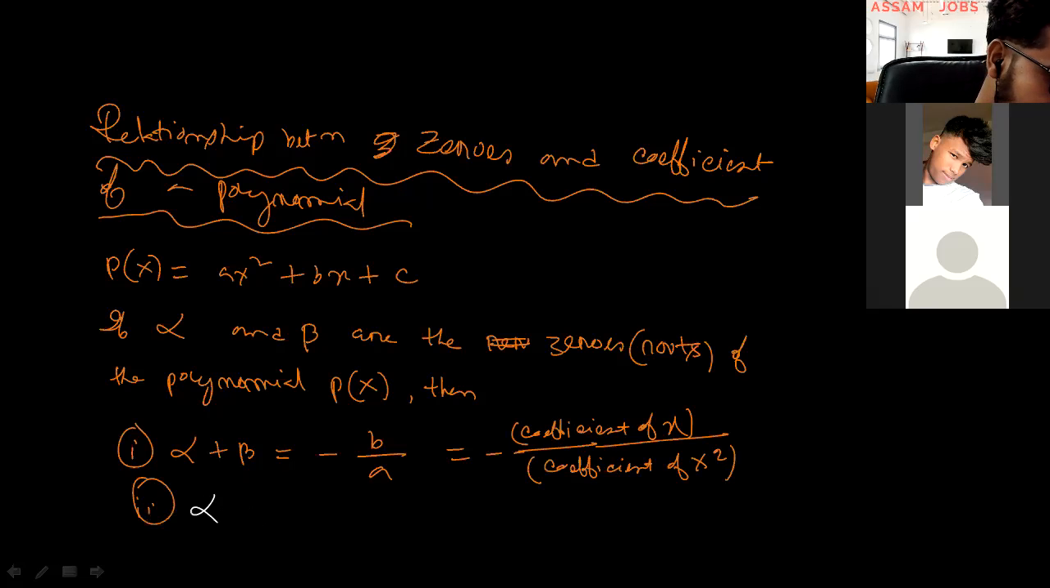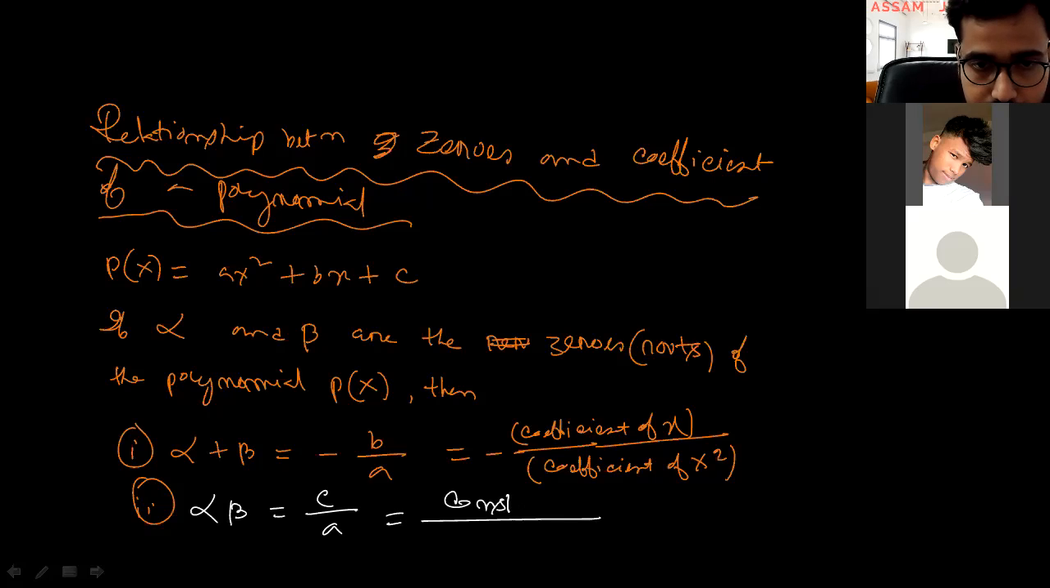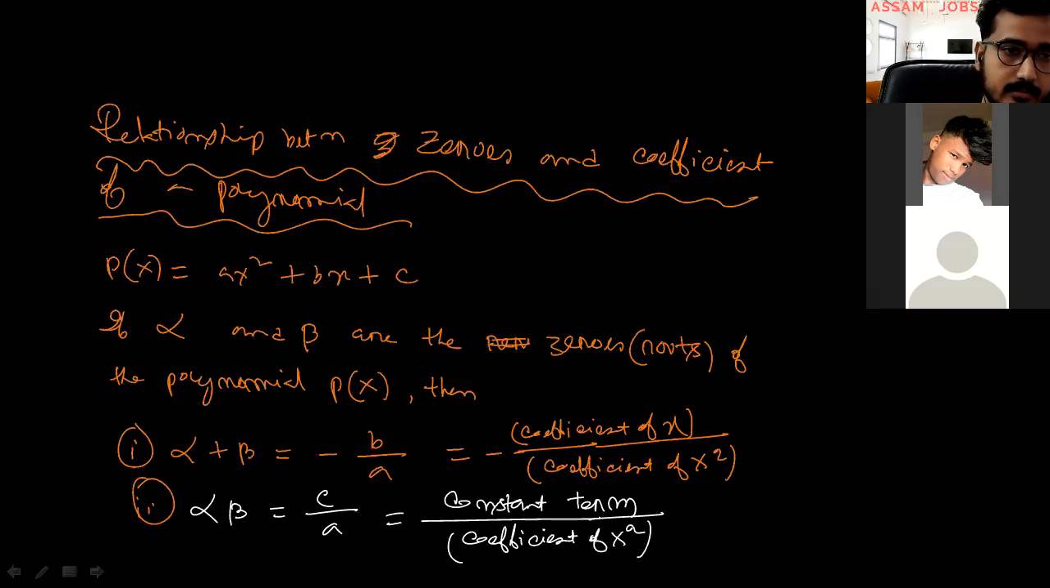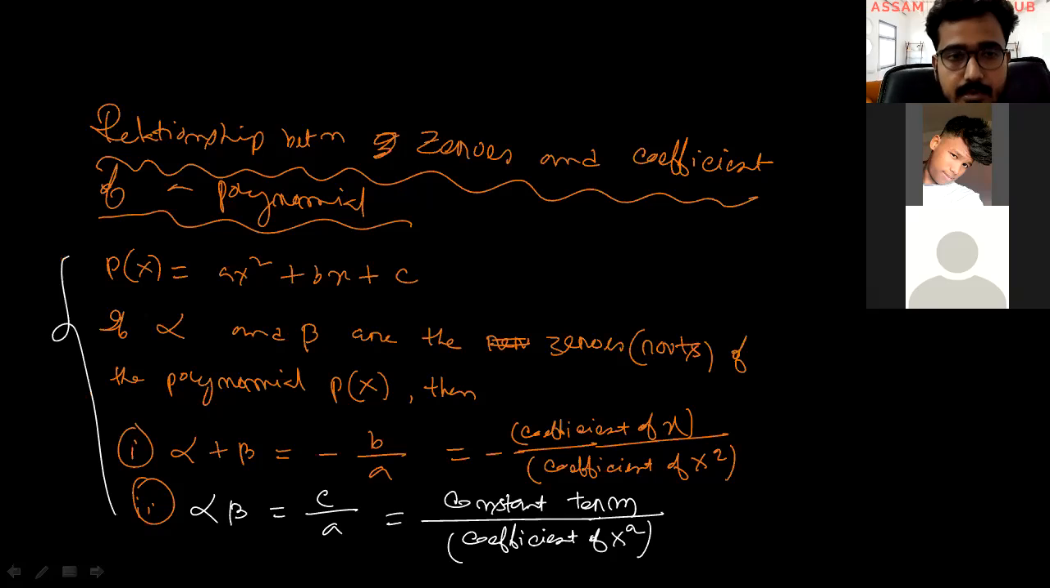and the product of the roots, alpha and beta, equals c by a. C by a means the constant term by the coefficient of x square. So is this clear? Yes, sir.